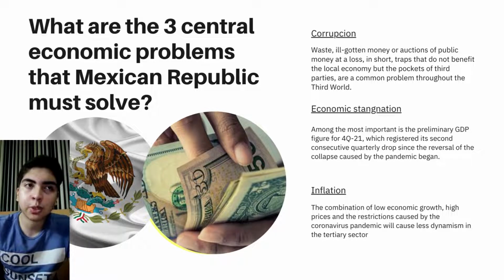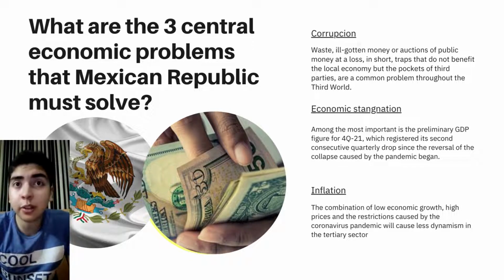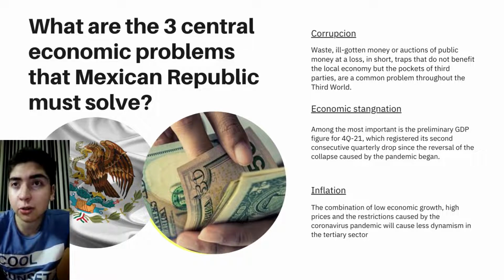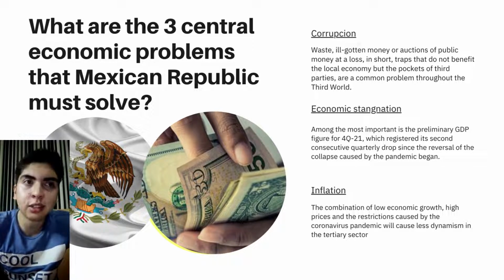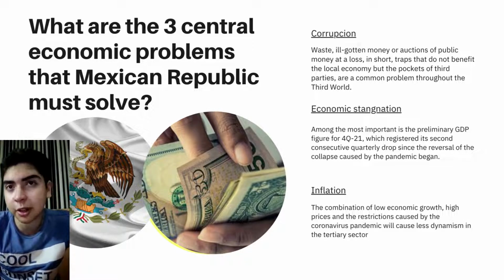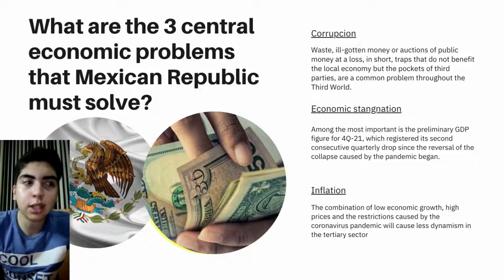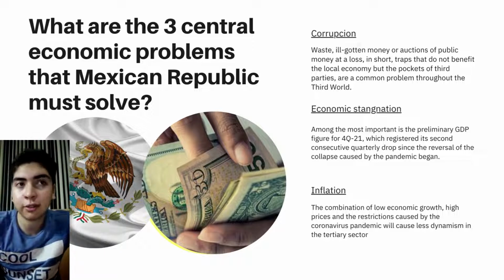The first one is corruption. Besides being more a social or political problem, I put it here because it always has a high economic impact on our country, because of wasted ill-gotten money or auctions of public money at a loss. In short, traps that do not benefit the local economy but the pockets of third parties are a common problem throughout the third world, in this case Mexico. And all this is keeping us from getting ahead or improving as a country, and that's why I think we should solve it really fast.